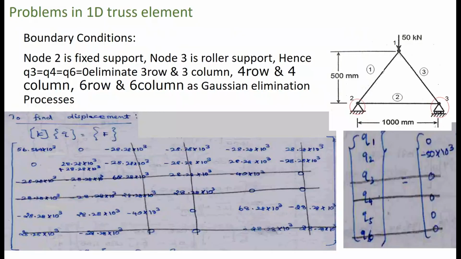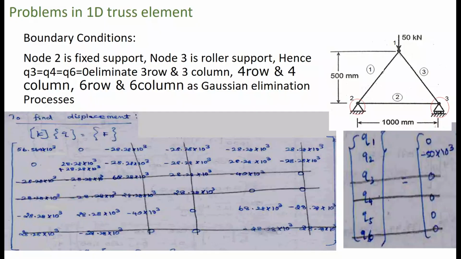After that, we apply the boundary conditions. Node 1 will be fixed, so the corresponding displacements will be 0, so u1 and v1 will be 0. Node 3 will be a roller support, so v3 will be 0. And then the force acting at node 2 is a vertical force, so f4 will be minus 50 × 10^3.